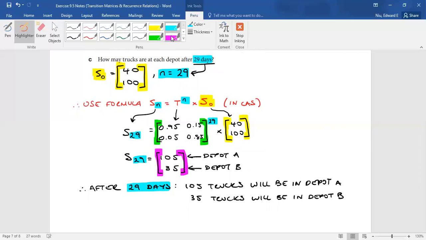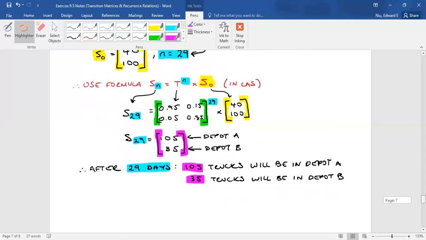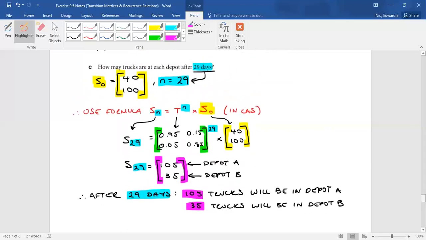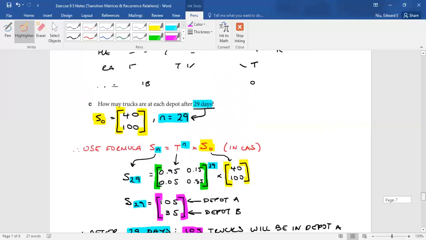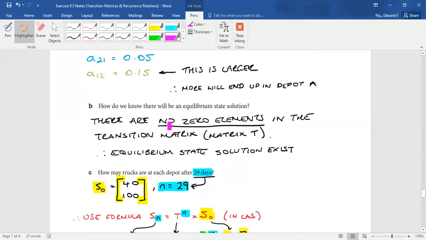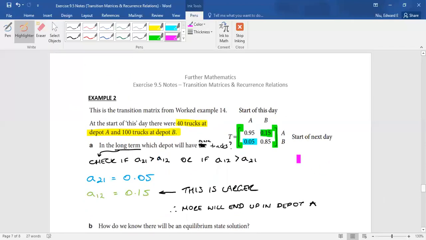Tedious stuff. But once again, in the SAC, it's important because everything are worded problems. And remember, the SAC's in week 8 on the Thursday double. And if you can't explain what you figured out in words, well, then that's defeating the point of further maths. So keep in mind, this is 29 days. And keep in mind, we're talking about equilibrium, which is part B. Remember how we said there's no zeros in our transition matrix. So there is going to be a point where there's an equilibrium.